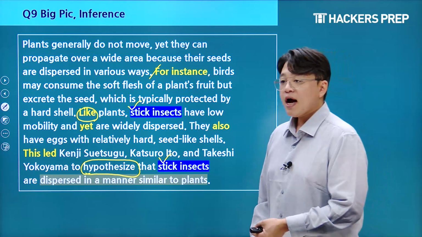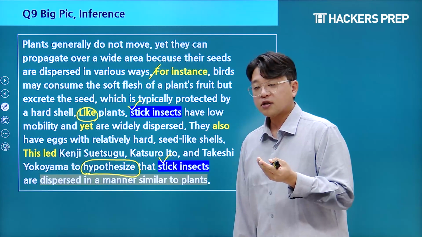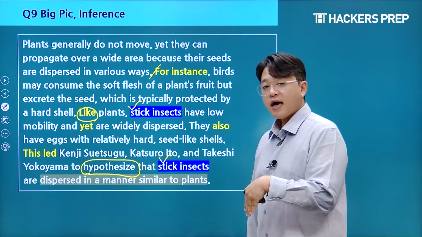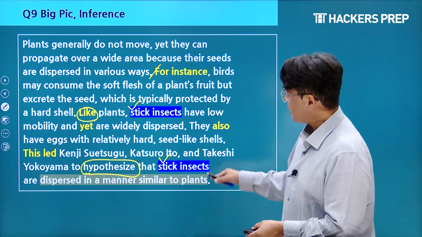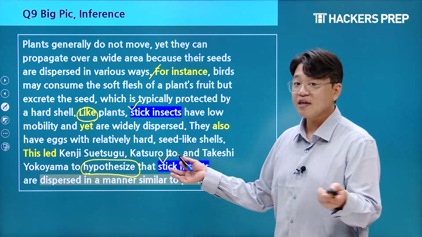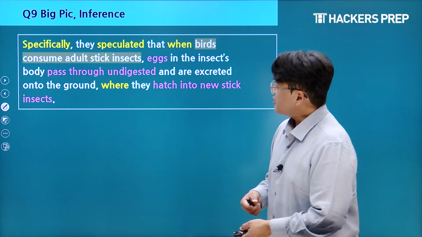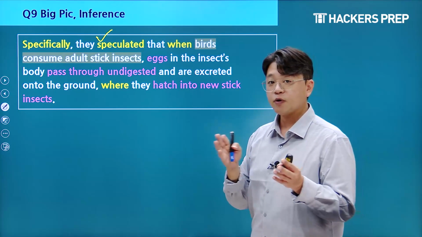So let's remember how plants are described as dispersing seeds. The seeds are consumed by birds and excreted, and that's how they propagate. So they hypothesized that stick insects spread in a similar manner. Let's look at the last part of the text. Specifically, they speculated, they guessed. Okay, this also matches with hypothesis.